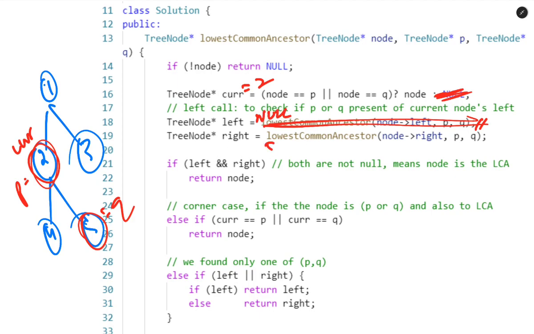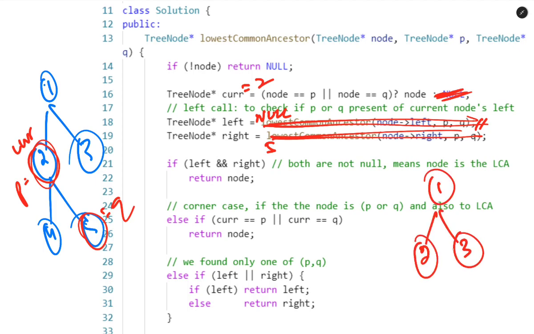From my right I will be receiving 5. Okay, my 5, I will be receiving 5. So what I will do, I will first check that if it's a case like 1, 2 and 3, where 2 is P and 3 is Q, so I will say that 1 should be my lowest common ancestor.